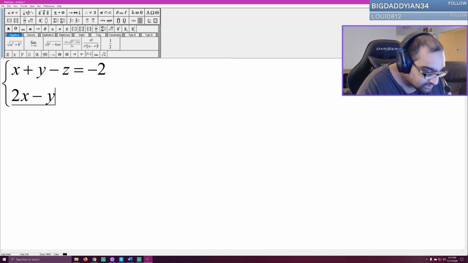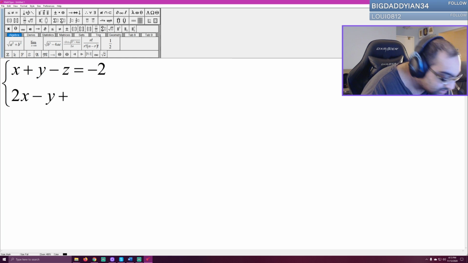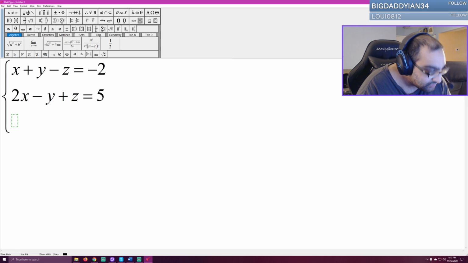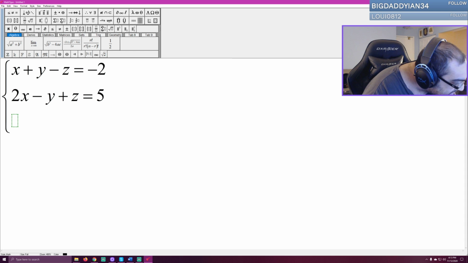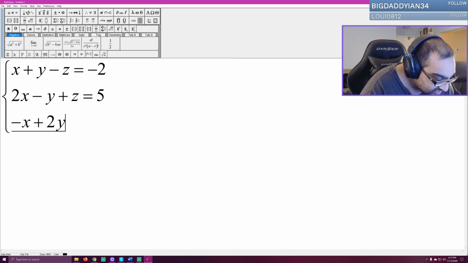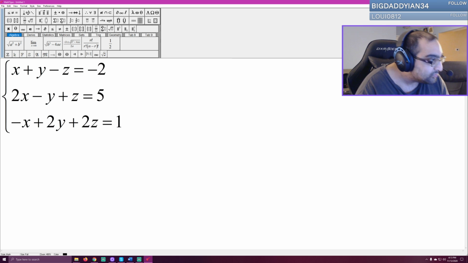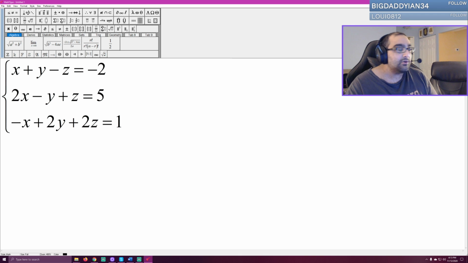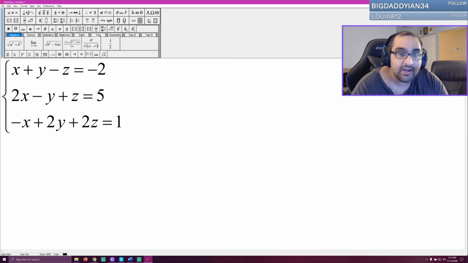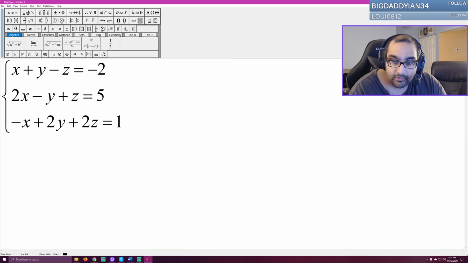Got 2x minus y plus z equals 5. And minus x plus 2y plus 2z. So here are 3 equations. In this case, we have 3 equations and 3 variables.